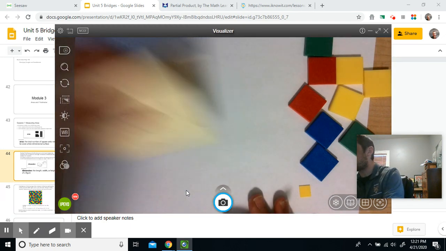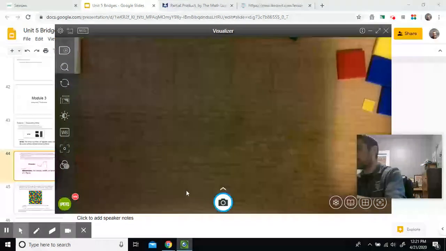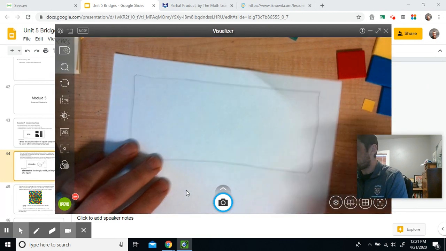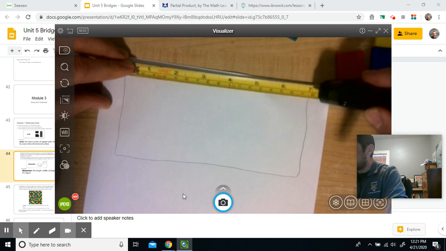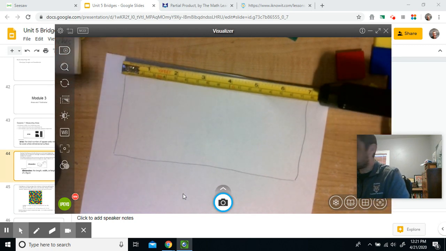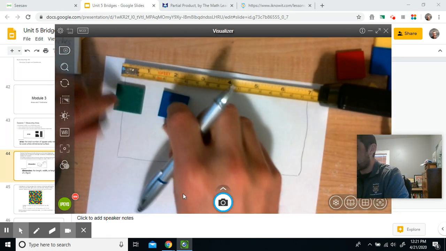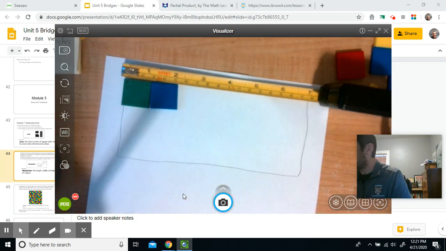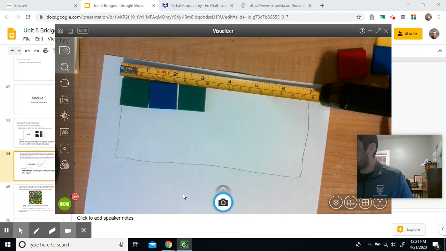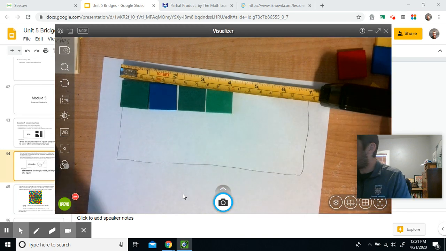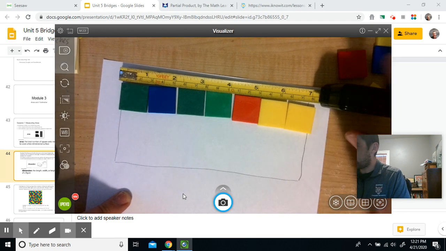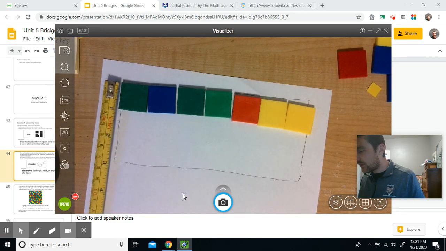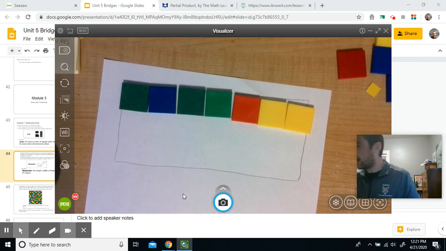So let's try this with something a little larger now. Okay, here's a larger rectangle. All right, this rectangle is 7 inches long. We can prove it, we can count out 7 inches. 1, 2, 3, 4, 5, 6, 7, and it is 3 inches wide.